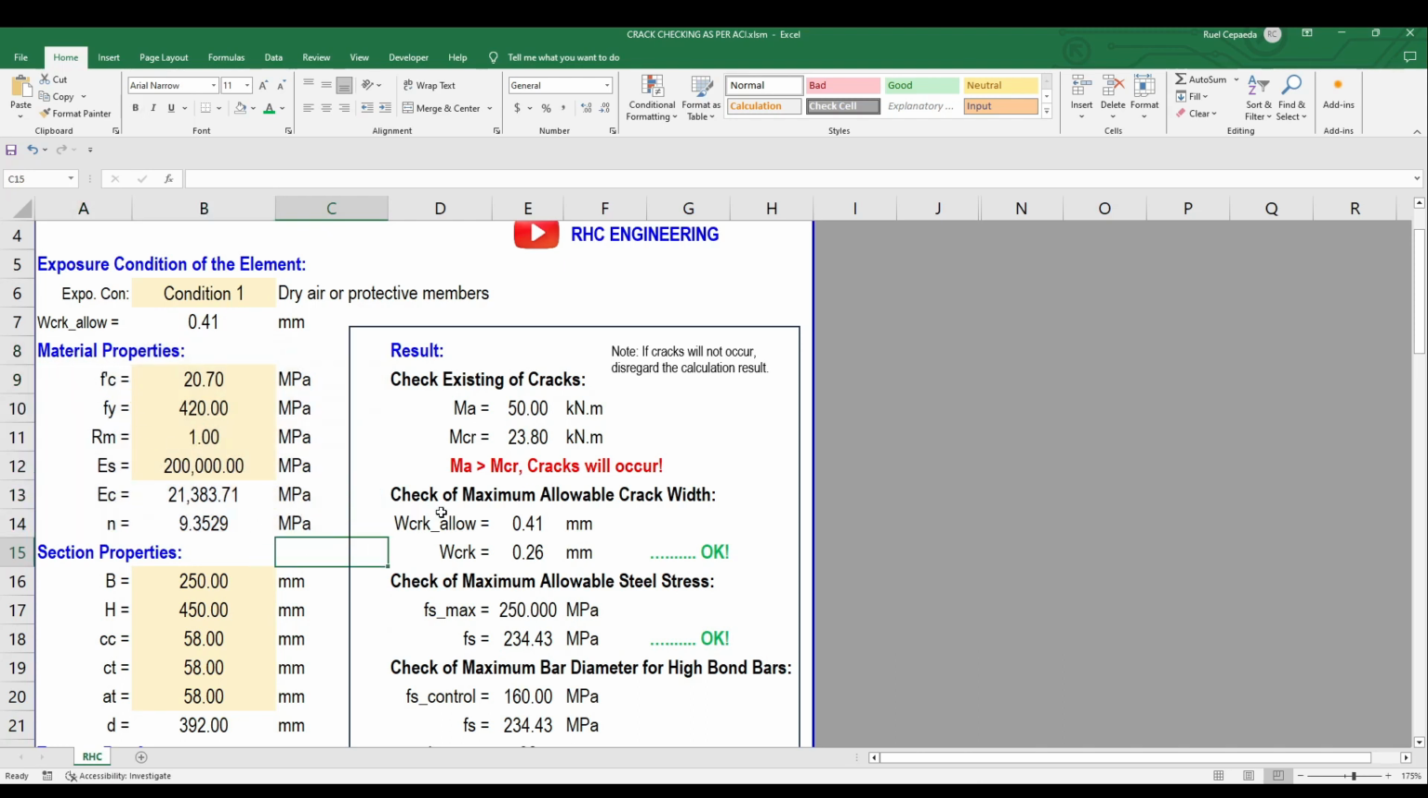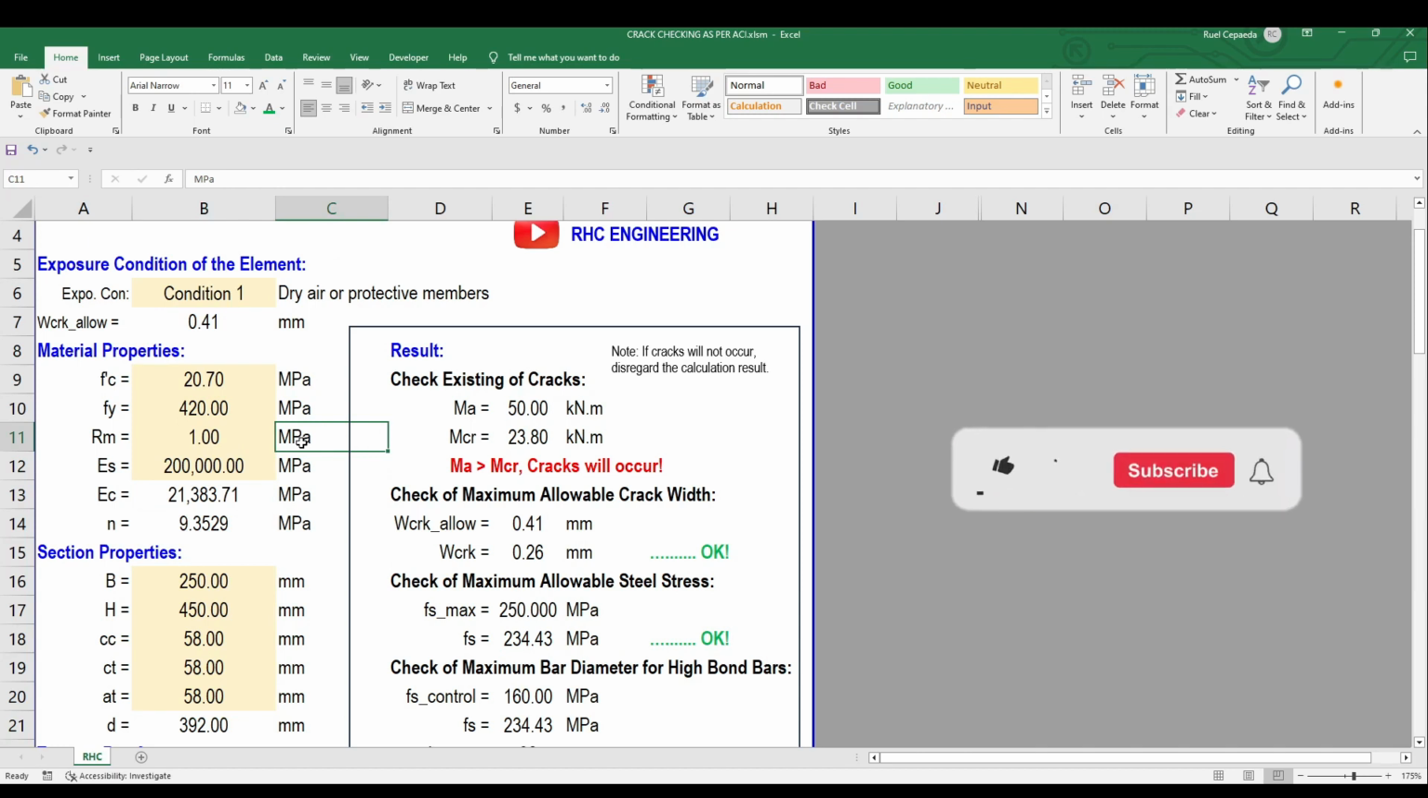f'c, which is the concrete compressive strength. Then fy is the reinforcement yield strength, lambda is the modulus of rupture reduction factor, Es is the reinforcement modulus of elasticity, then the concrete modulus of elasticity, Ec, then the modular ratio. Our formula for the concrete modulus is 4,700 square root of f'c, as per the ACI, in English unit and megapascal.